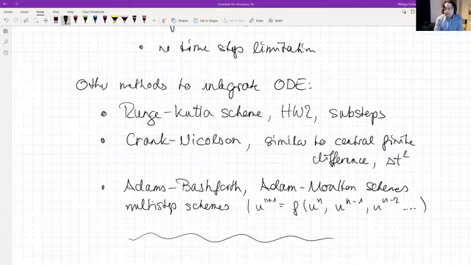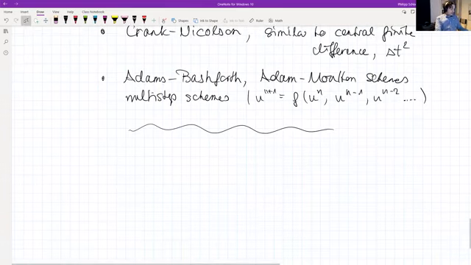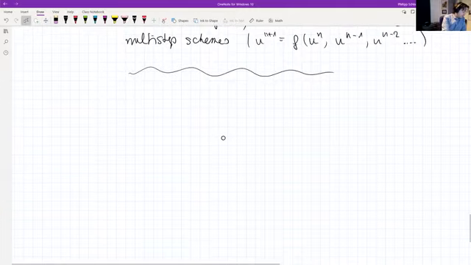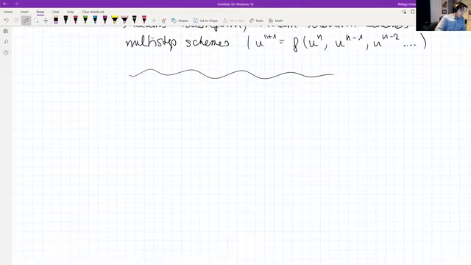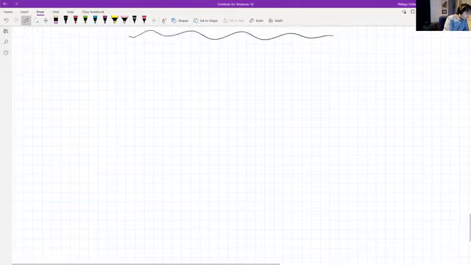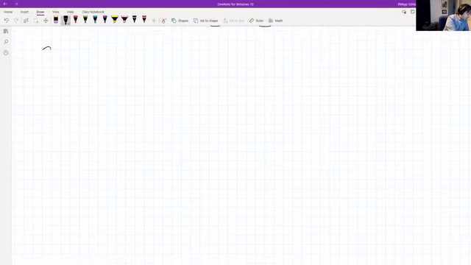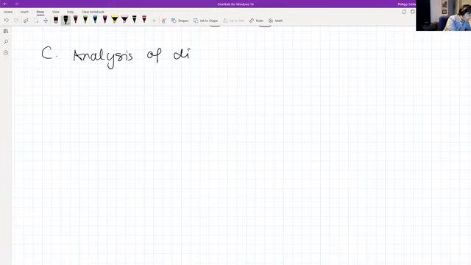Okay, but in that case, I would directly continue to the next topic or next chapter, and that would be part C of this introduction, and that is the analysis of the discretized equation.